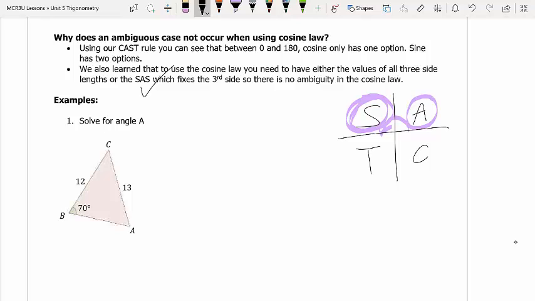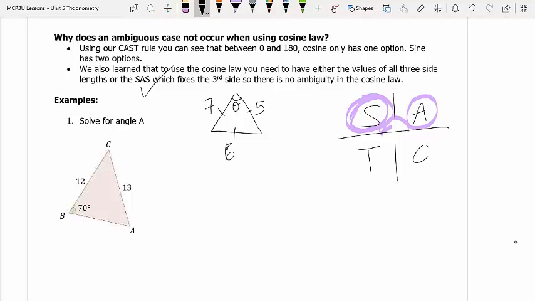Okay, and in cosine law, it requires you to either have the length of all three sides, okay, and in that case, right, so if you were finding this angle, and you knew that this was 5 units, this was 6 units, and this was 7 units, that would be a situation where you would use cosine law. But there can't be an ambiguous case because those three sides are fixed. That triangle is fixed. It's not able to take on another form.